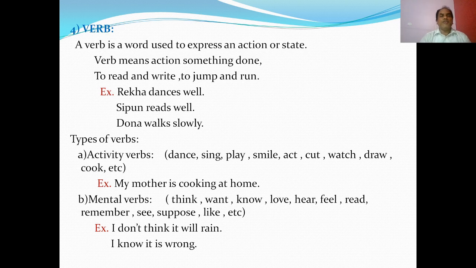Okay, so let us discuss the verb. A verb, we know, is a doing word or an action word. A verb is a word used to express an action or a state. Verb is a doing word, an action word. Take the rhyme: verb means action, something done, to read and write, to jump and run. Here verb means action, something done: action word, doing word. In the second line of this rhyme, to read, to write, to jump, and to run are the examples of verbs.